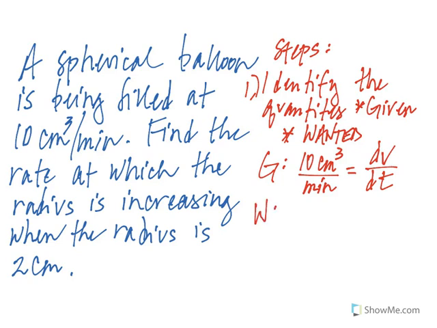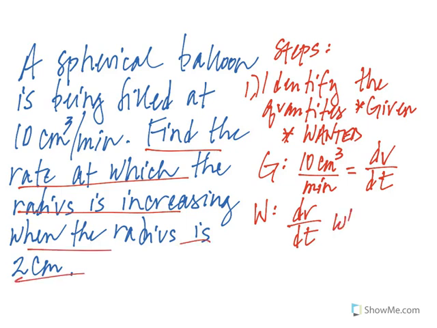And what I want is identified in this sentence right here. Find the rate at which the radius is increasing. So what I'm looking for then is the change in the radius, that is dr over time. So I'm looking for the change in radius over time when r is equal to 2 centimeters. All right, so that's step one.